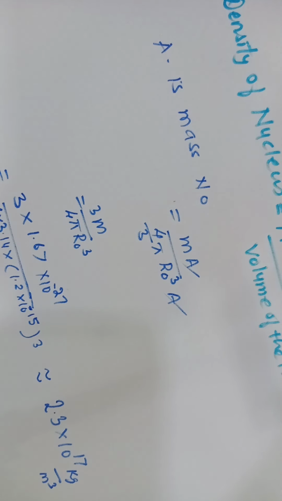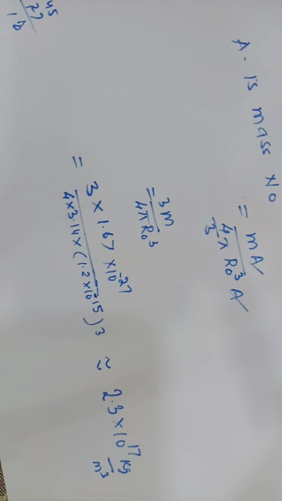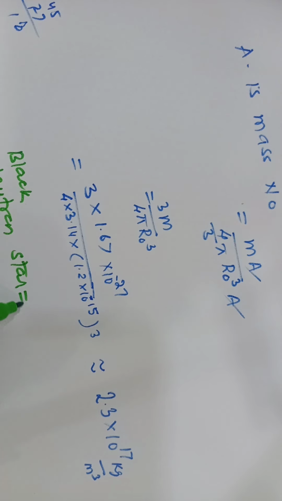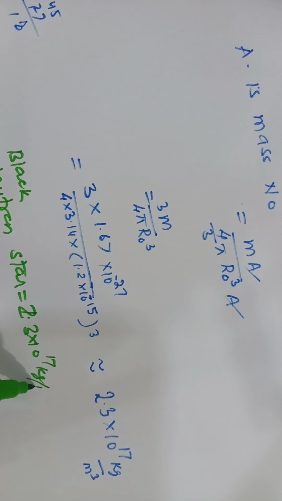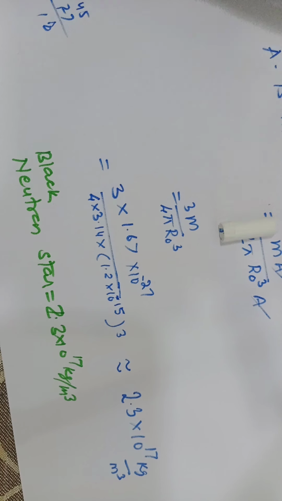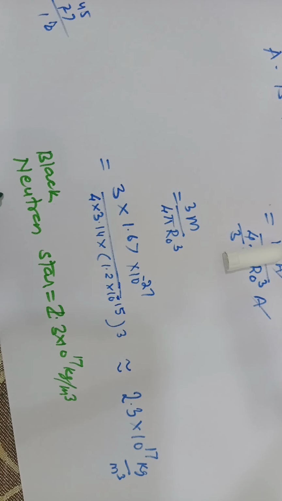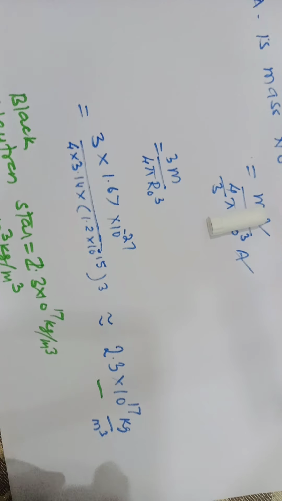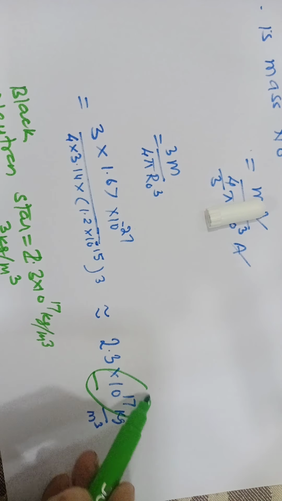And this density is very close to the density of a black hole. Before a black hole comes the neutron star, which has very high density. And you know, a neutron star also has a density of 2.3 into 10 to the power 17 kg per meter cube. Then what is the density of water? The density of water is 10 to the power 3 kg per meter cube. So we can compare: this is 10 to the power 3 kg, and what about the density of the nucleus? It is near about 10 to the power 17 kg. So this number is very big.